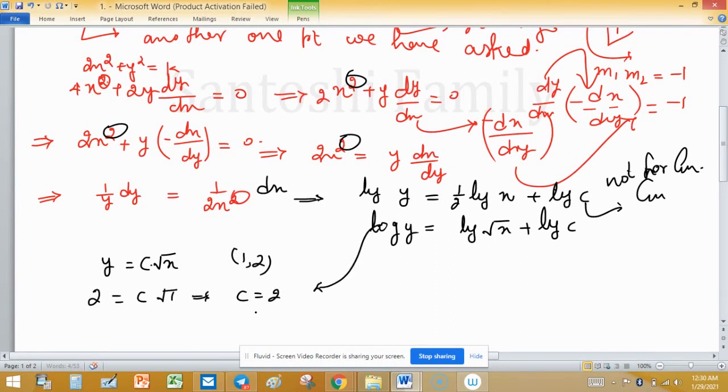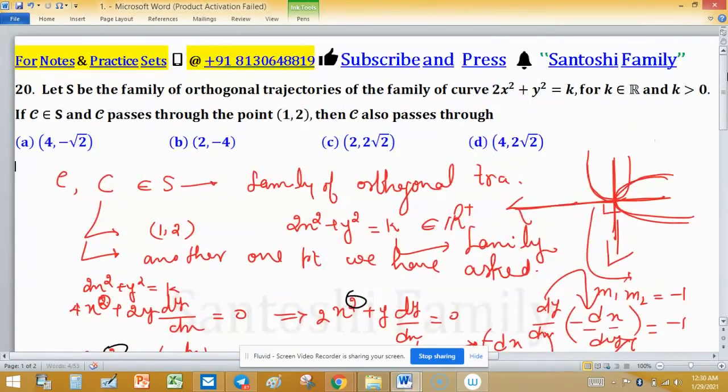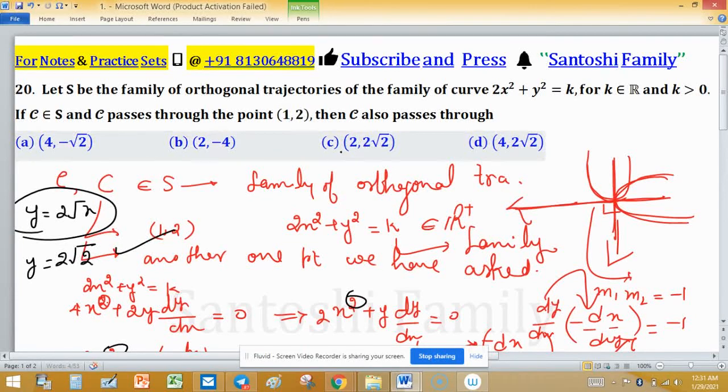Now we have y = 2 root x. The point in option A does not satisfy this equation, so option A is discarded. Option B also does not satisfy this equation, so B is discarded. Option C satisfies it: when you put x = 2, the value of y is 2 root 2. So this point satisfies the equation, and C is the right choice. D is discarded.